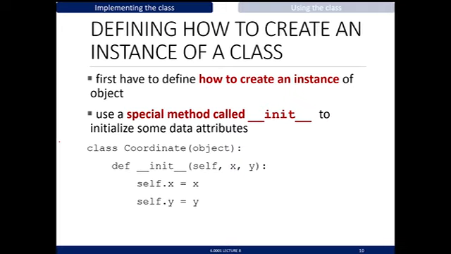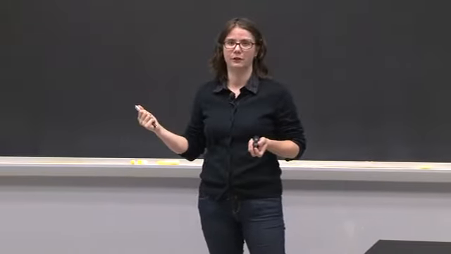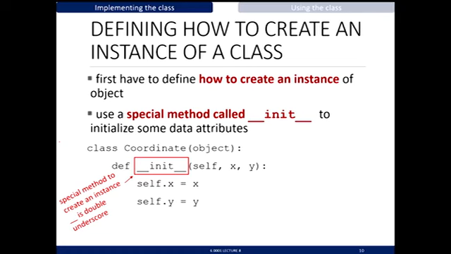So how do we do that? Let's implement it. You say def, because it's just a function. The name is the special name __init__. And we give it some parameters, just like any other function. These last two parameters are x and y, which represent how you create a coordinate object. You give it a value for the x coordinate, and a value for the y coordinate.